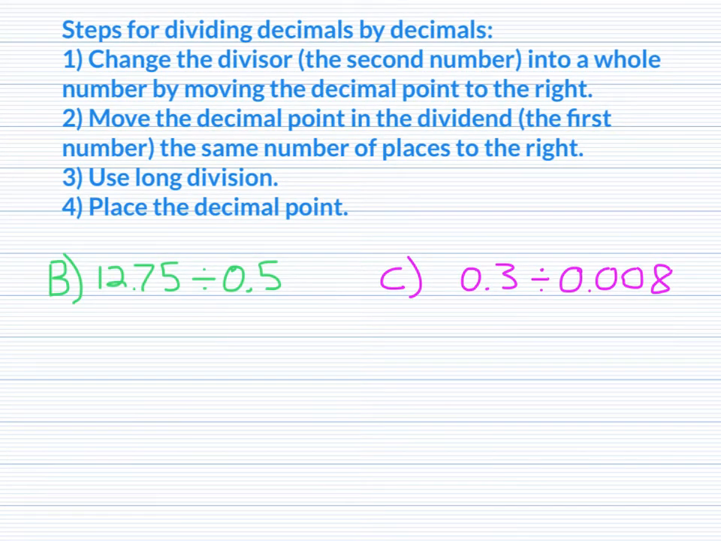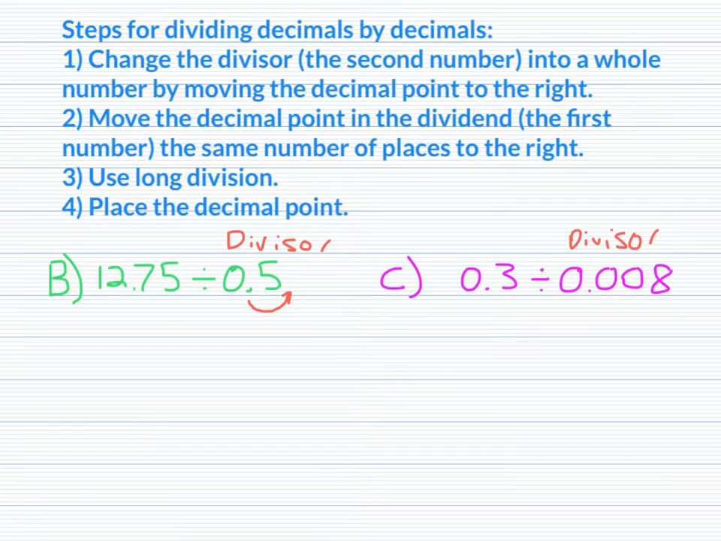Now, here is where it gets a little tricky, and you can see that because we have 4 steps here, and that's when we divide decimals by decimals. So the first thing we have to do when we're dividing decimals by decimals is change the divisor. That's the second number, so this is the divisor right here. We have to change that number into a whole number, and we do that by moving the decimal point to the right. Now this is a whole number, right? It's 5. We move the decimal point to the right 1 space.